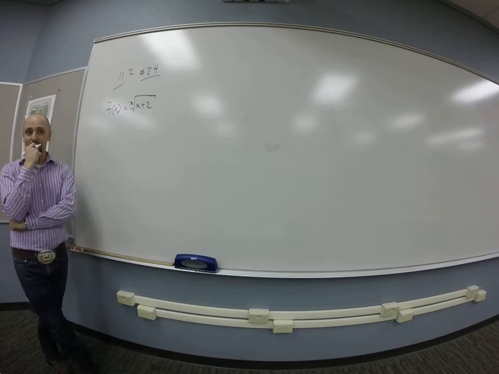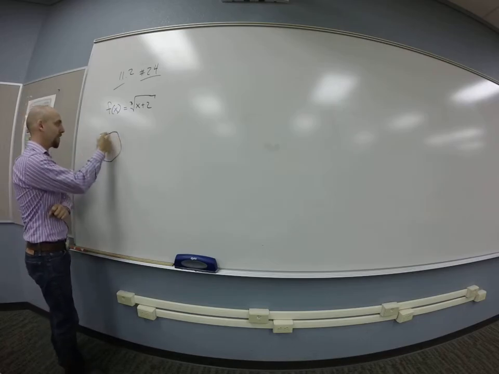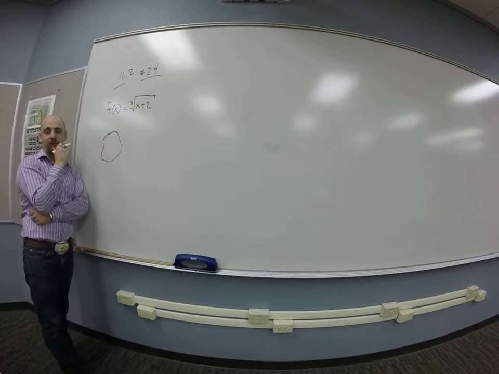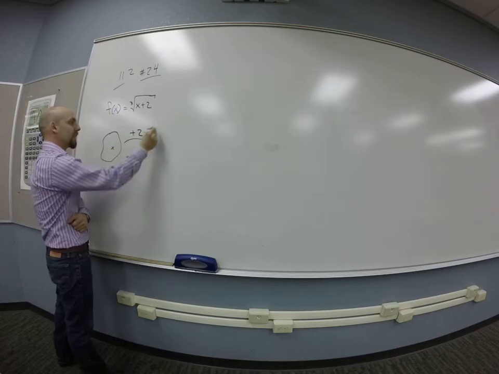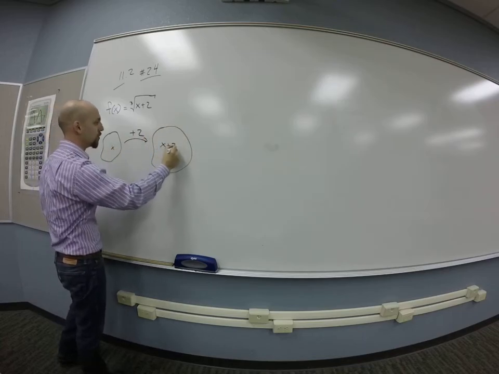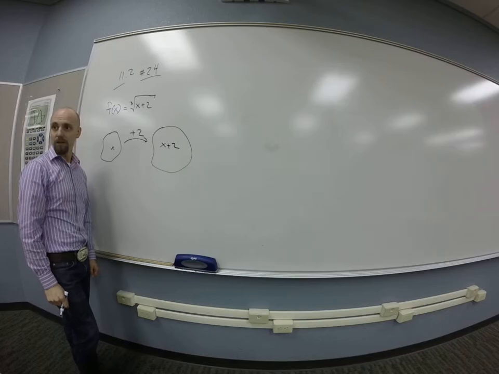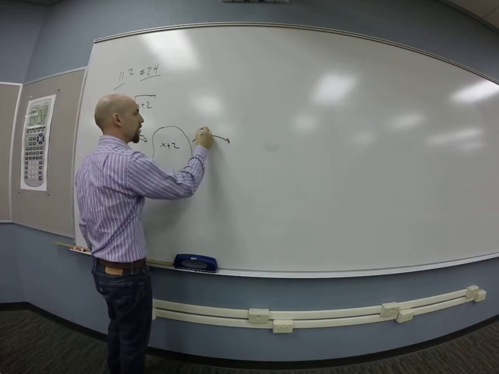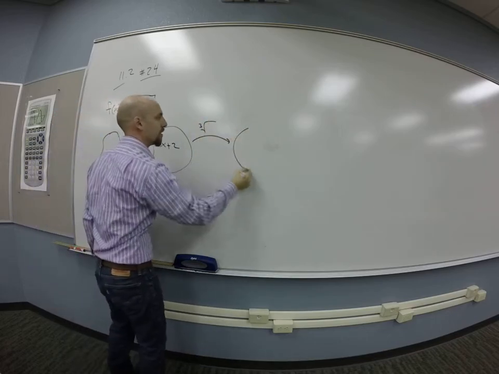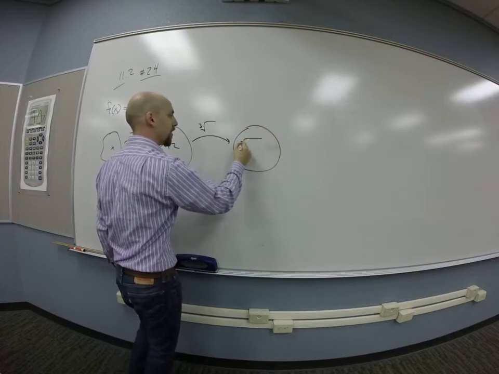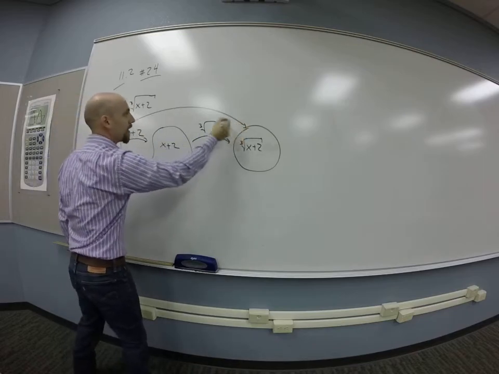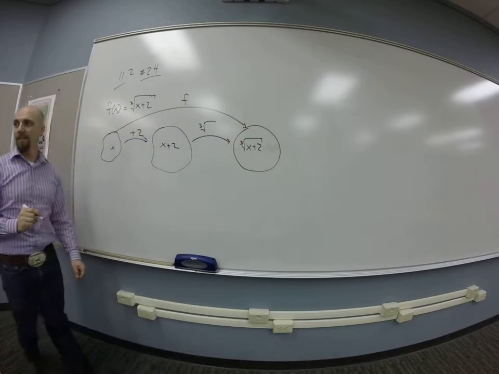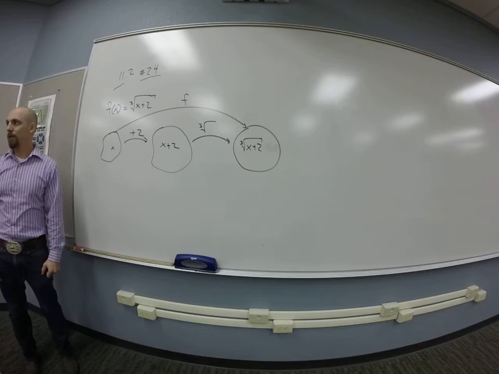Don't try to eyeball them. Start with a function blob. What's the first thing I do? Okay, I start with x, then I add 2, so now I'm at x plus 2. Now what? Apply the cube root. Okay, now we're at the cube root of x plus 2. So this whole thing, right, is f. You guys with me on that?